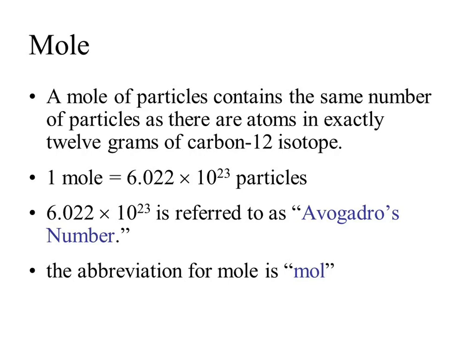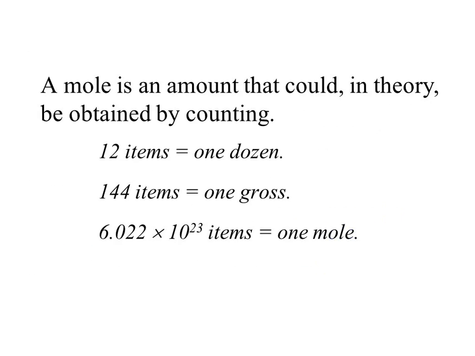And this is one of my favorite abbreviations. You get to drop the E. M-O-L-E, you get to drop it to M-O-L. Isn't that adorable? So I mentioned why we have it in chemistry. You could talk about a dozen atoms, that'd be 12. You could talk about a gross of atoms, that's 144.